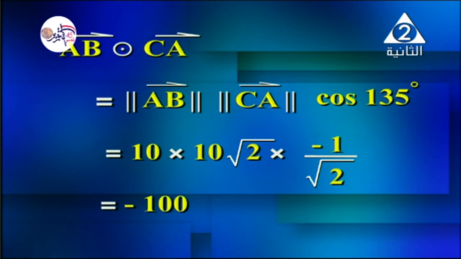AB dot negative AC equals negative AB dot AC, which equals negative 10 times 10 times the cosine of the angle between them, which equals 1. The answer is negative 100 by using the other method.